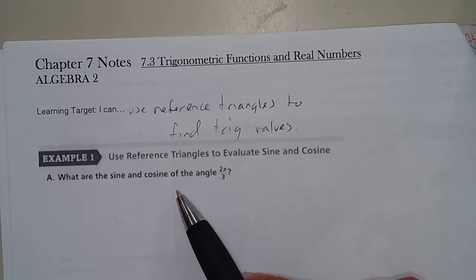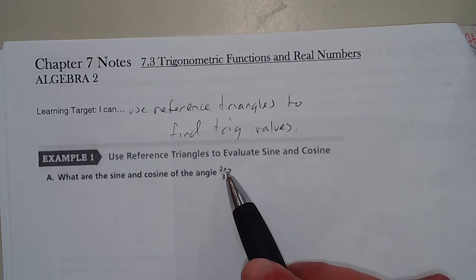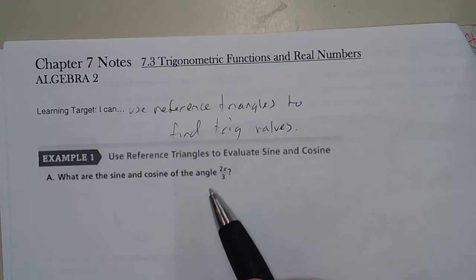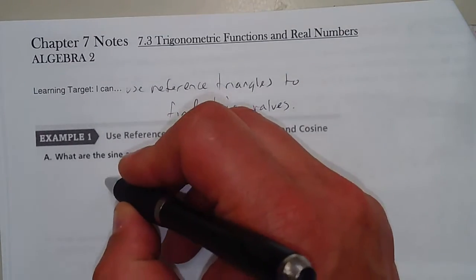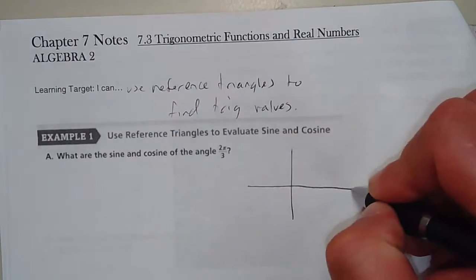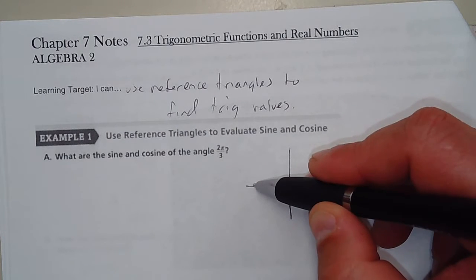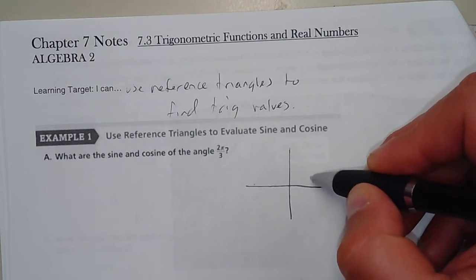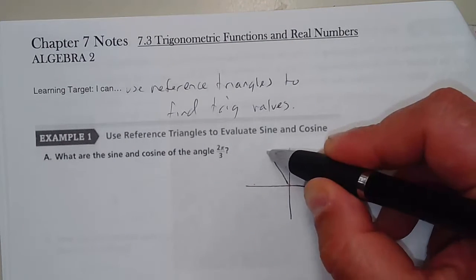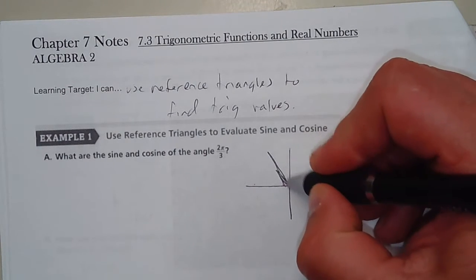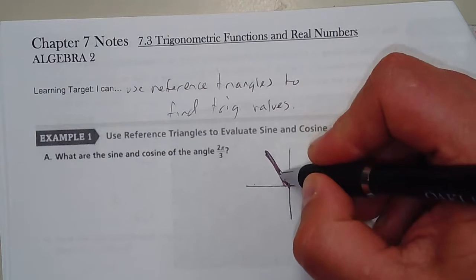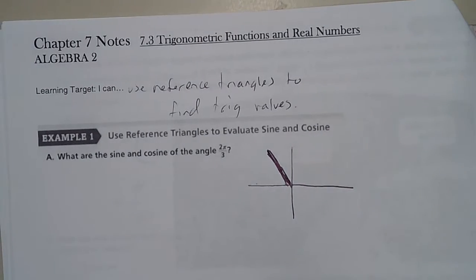All right. So what are the sine and cosine of the angle 2 pi over 3? Let's do like we did the other day, and let's sketch where that's going to be. So 2/3 of a pi. We know a full pi would take us to here. 2/3 of a pi is going to take us 2/3 of the way, so it's going to be roughly here. So that's 2/3 pi.